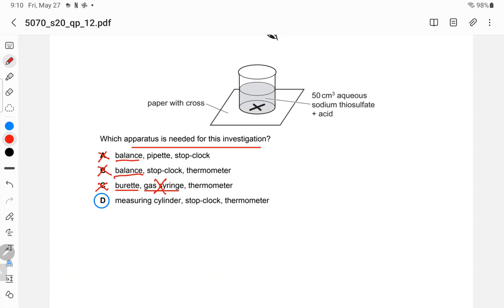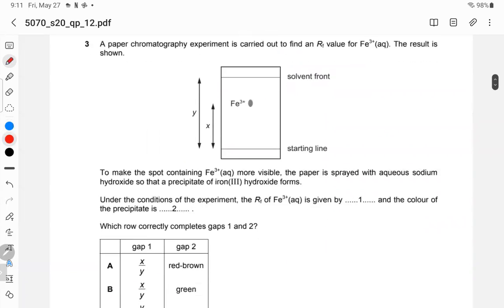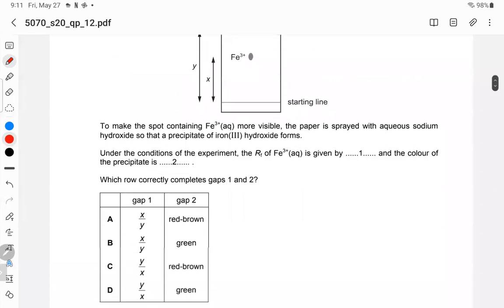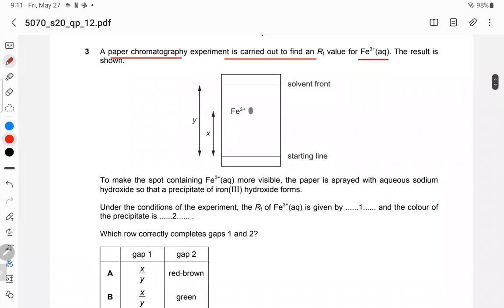D. Okay, question number 3. A paper chromatography experiment is carried out to find an RF value for Fe3 positive aqueous ion. The result is shown. To make the spot containing Fe3 positive ion more visible, the paper is sprayed with aqueous sodium hydroxide so that the precipitate of iron 3 hydroxide is formed.